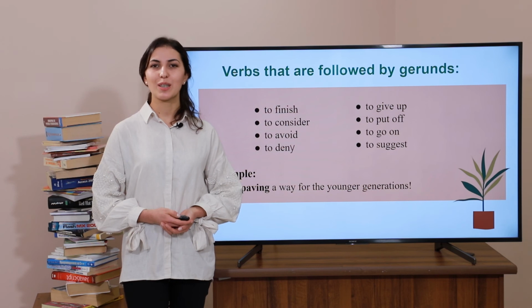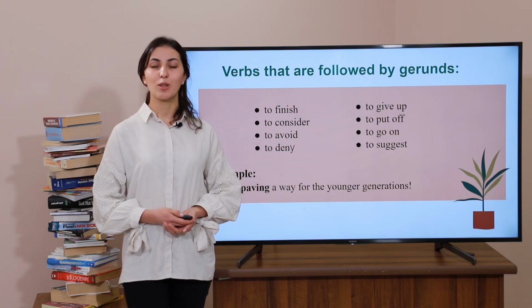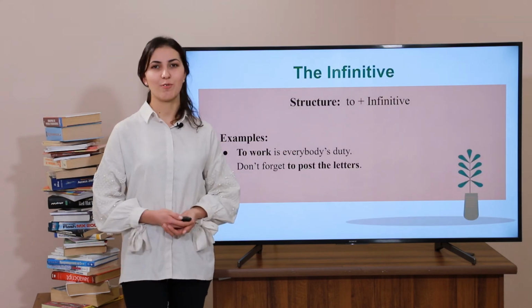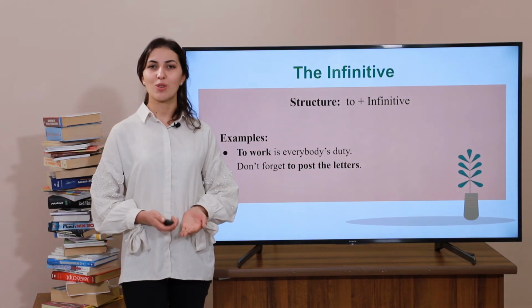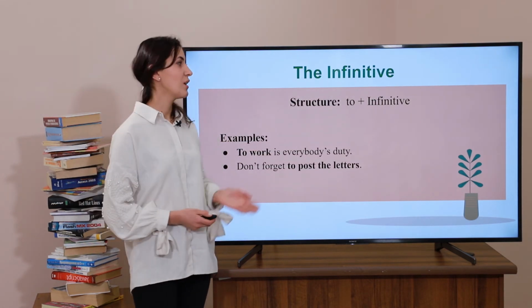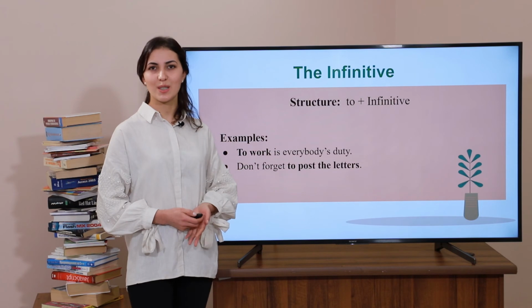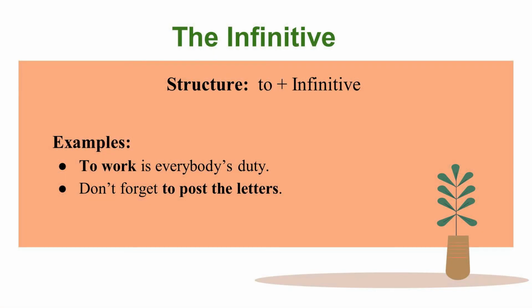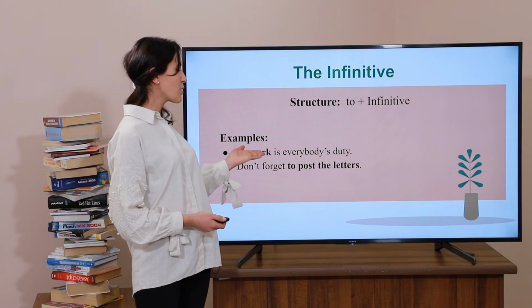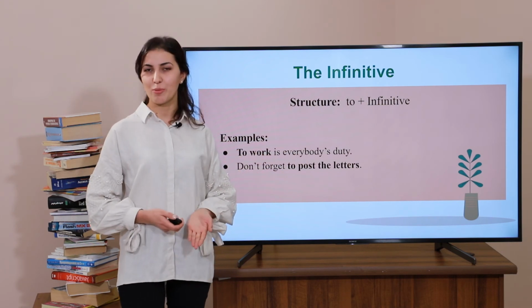And now let's speak about the 3rd type of the verbal, which is the infinitive. This is how the structure of infinitive looks like: to plus infinitive, the present tense of a verb. The infinitives may function as a noun, adjective, or adverb in the sentences. Let's discuss the examples. To work is everybody's duty. To work is the infinitive. We have to plus work, the present tense of the verb.